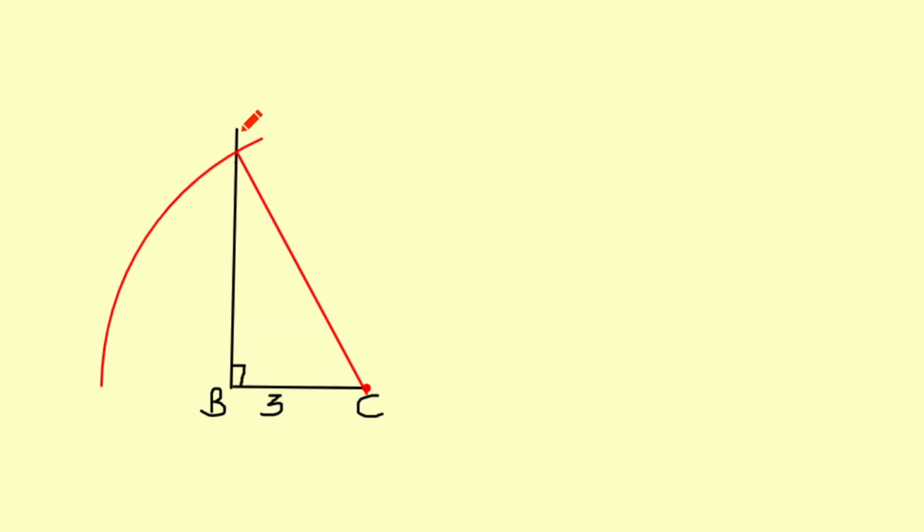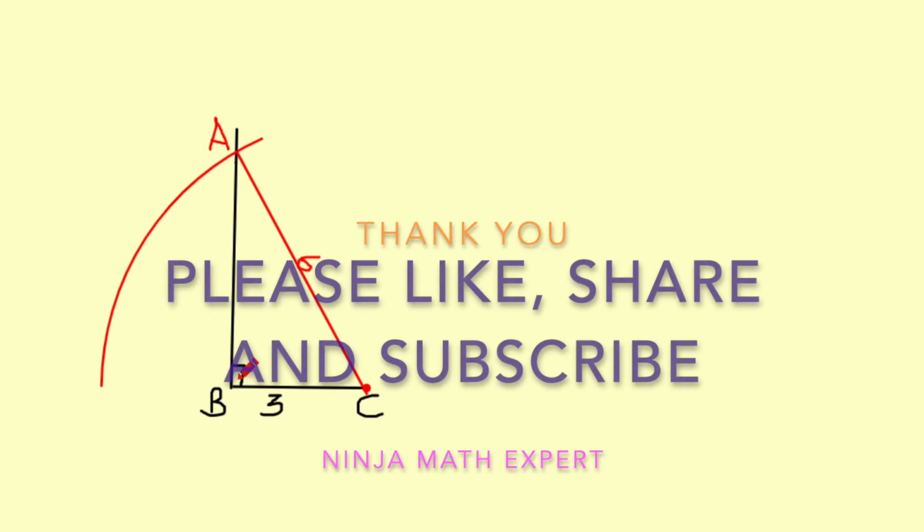So this is our triangle ABC, where AC is the hypotenuse, that measures 6 cm, BC is the base, that measures 3 cm, and angle B is the right angle. So this is a construction of a RHS type of triangle.